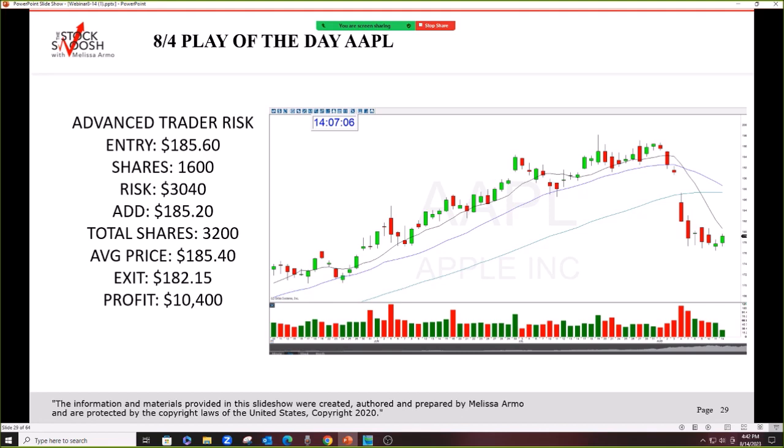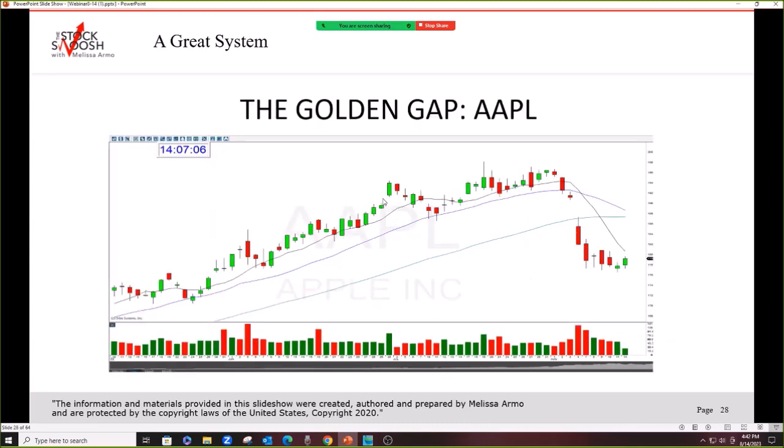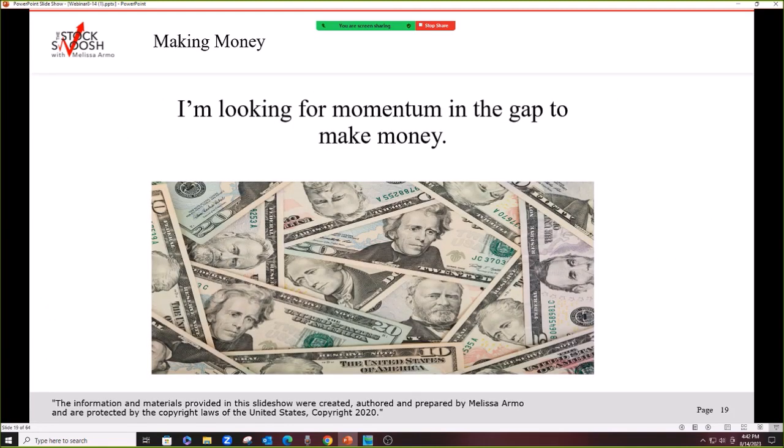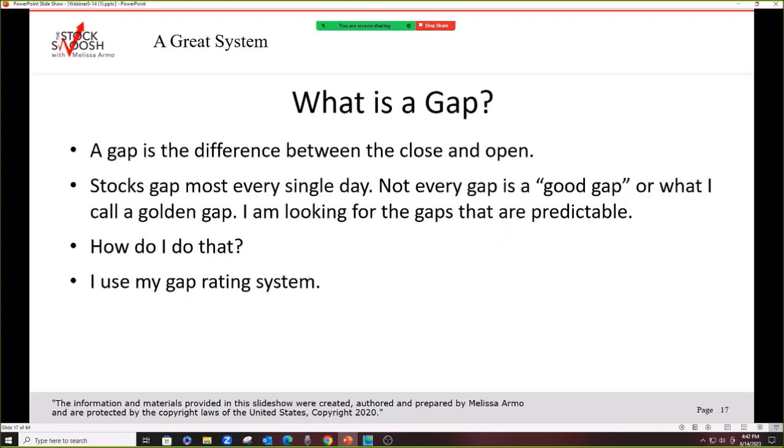Remember, this is not swing trading. We're momentum trading. We're booking money. Remember I said this early? What's the purpose of trading? Making money. I have that slide in here somewhere. Let me find it. This is just a reminder. Here.